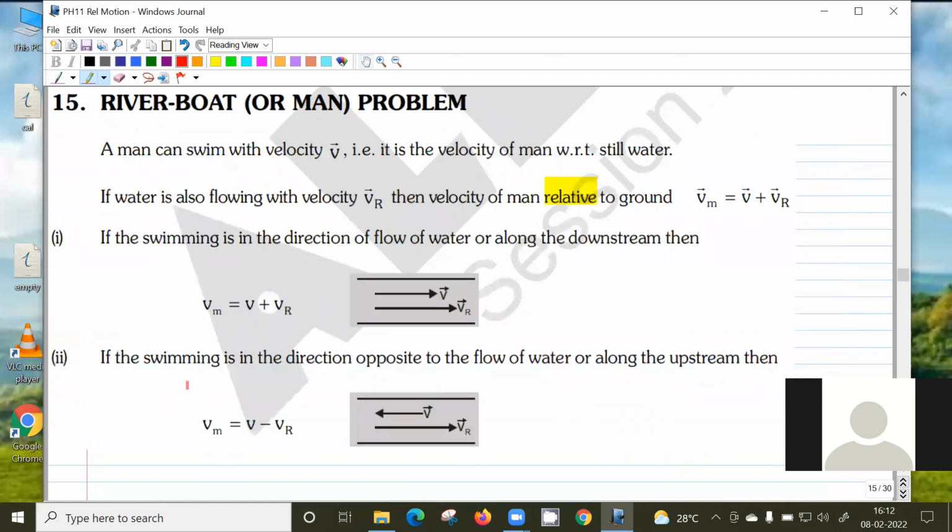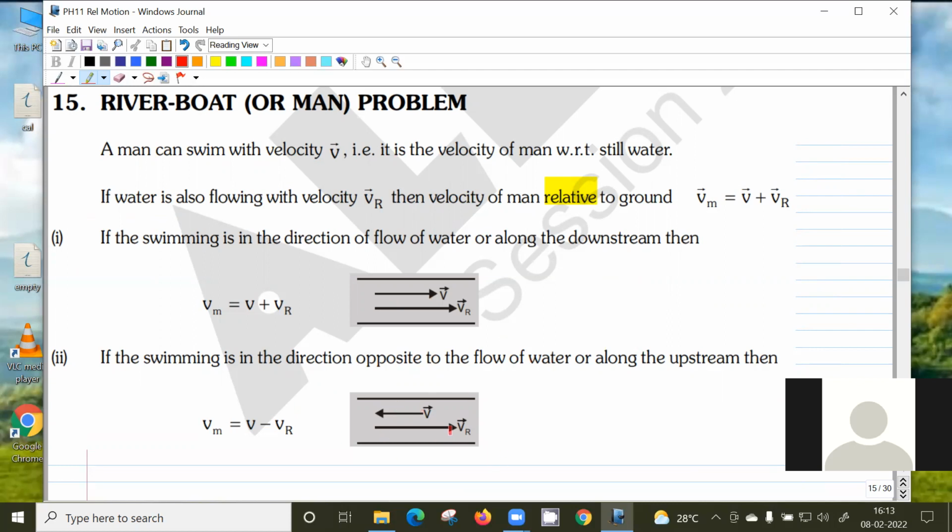So similarly, there is a river and there is a man. The river in general will be flowing with some velocity VR. And the man will have the capability to swim with some particular speed. He will be swimming at this speed V with respect to the river. So if the person has a capacity to swim at a speed of say 2 meters per second, that speed when he's swimming in the river will be with respect to the river.